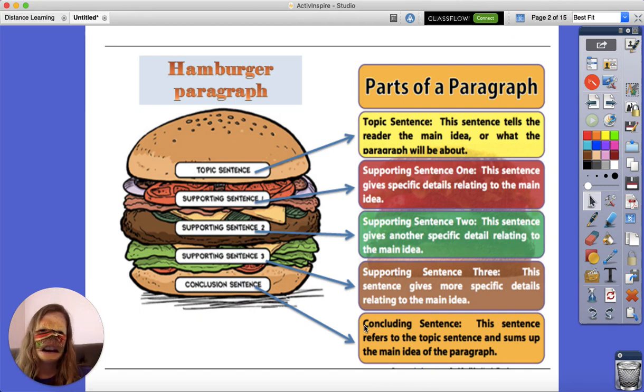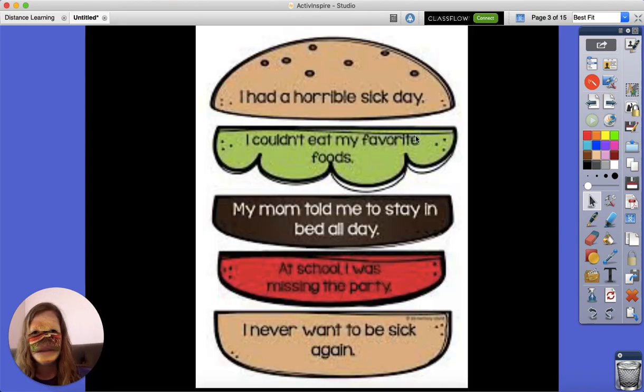So your concluding sentence, your bottom bun, refers to the topic sentence and sums up the main idea of the paragraph. So basically what you're doing is just restating what you've been talking about the whole time, just like we do when we do our RADs. We restate the question. So basically the bottom bun is us just restating our topic sentence. So I'm going to show you an example of a nice juicy hamburger paragraph.